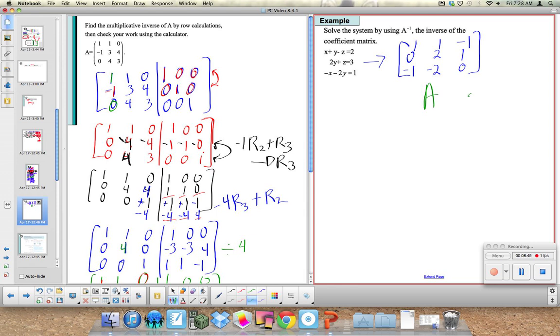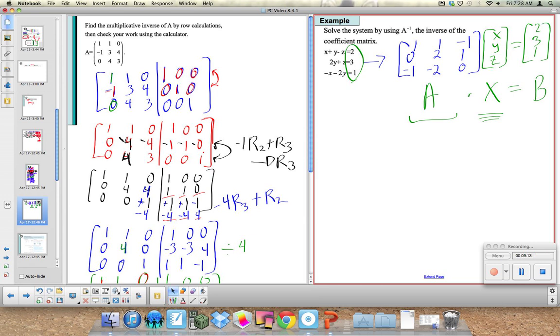We're going to write it as A times X equals B, where A is the coefficients, X is the variables. So X is actually going to be X, Y, Z, equals B, and B is the equals, the answers, the results, 2, 3, 1. And this is a true statement because of the way multiplication works. If I multiply this by this, I do row times column, remember? And it would end up being 1x, 1y minus z, and that's why this works.